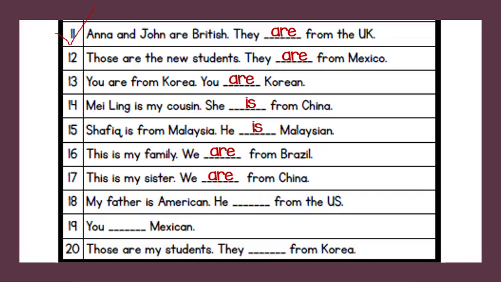Number 18, my father is American. He is from the US. Again, if you got that correct, another tick. Number 19, you are Mexican. Another tick if you got that correct. Last one, number 20. Those are my students. They are from Korea. Another tick if you got that correct. If you got all correct, you should put a star. Well done everyone, good job.